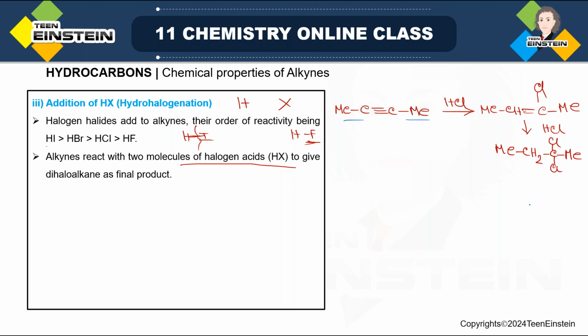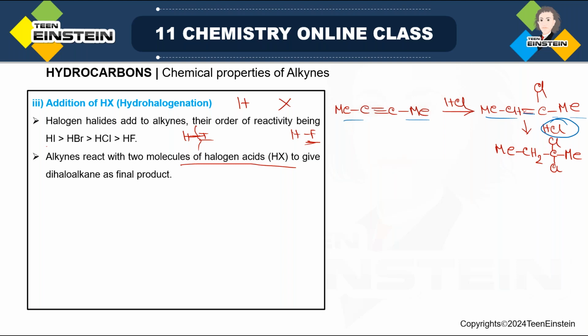So until that point, you don't have to think about whether to add H on the left hand side or the right hand side. But when you are doing the addition of the second HCl molecule, now this one is not symmetric, right? And that depends on which side the carbocation will be more stable. So remember the Markovnikov rule, right?